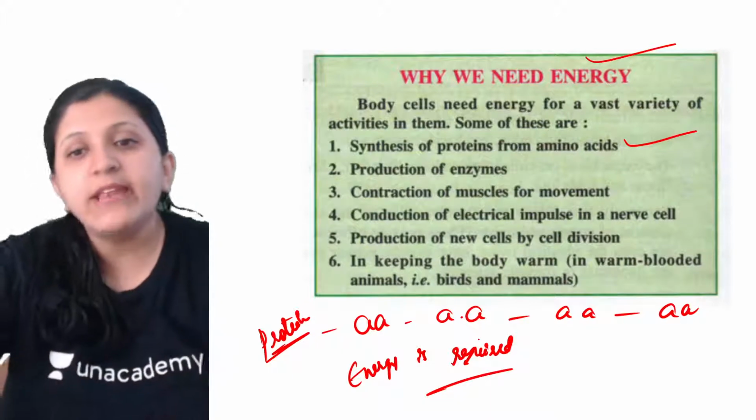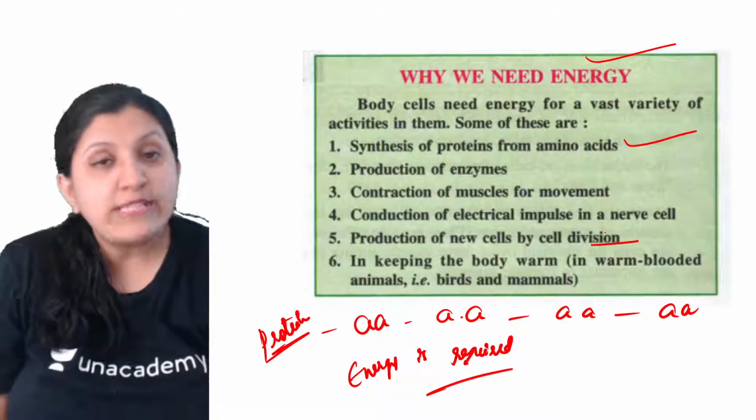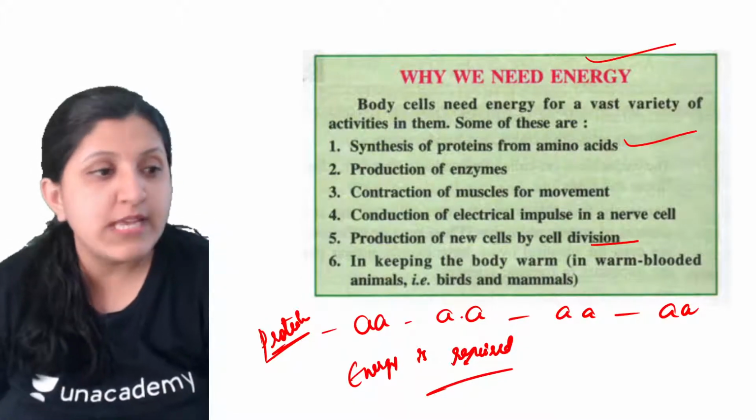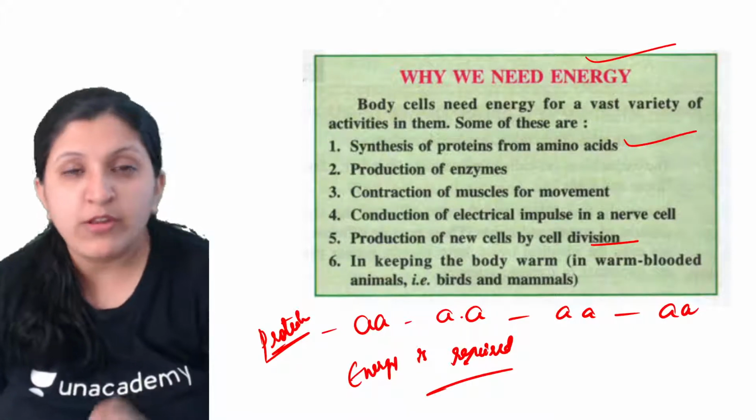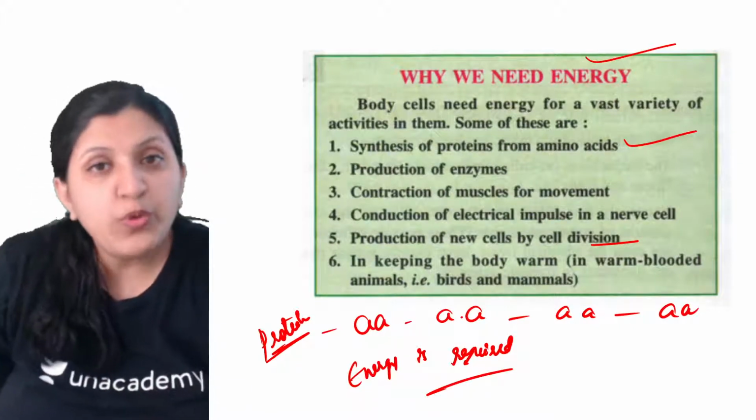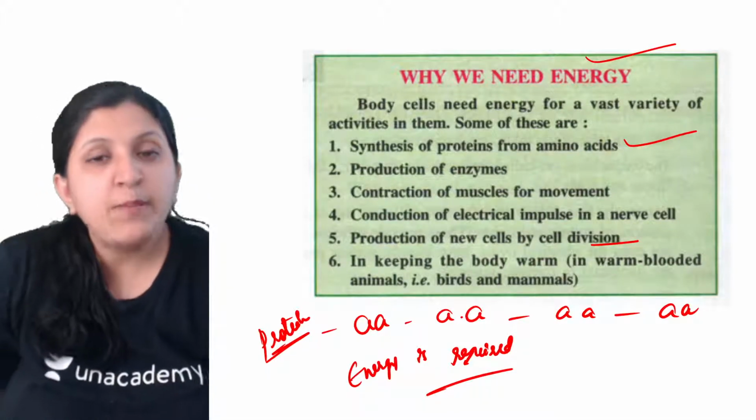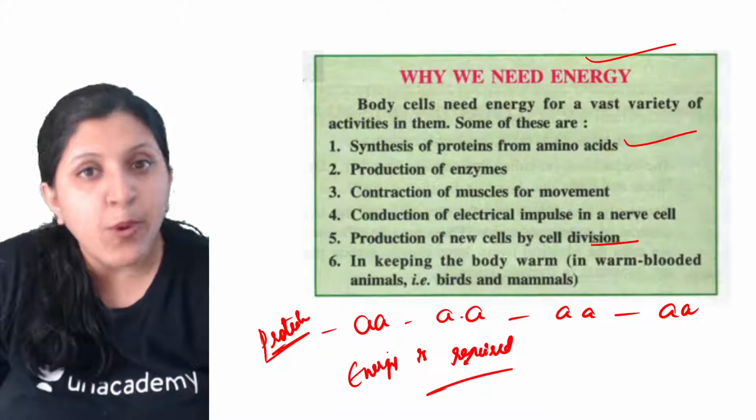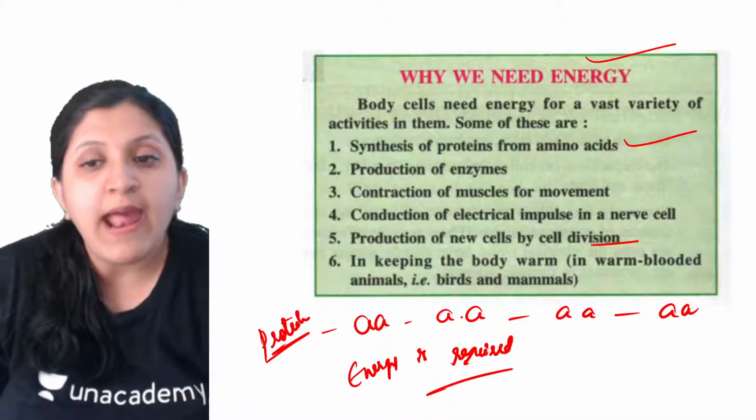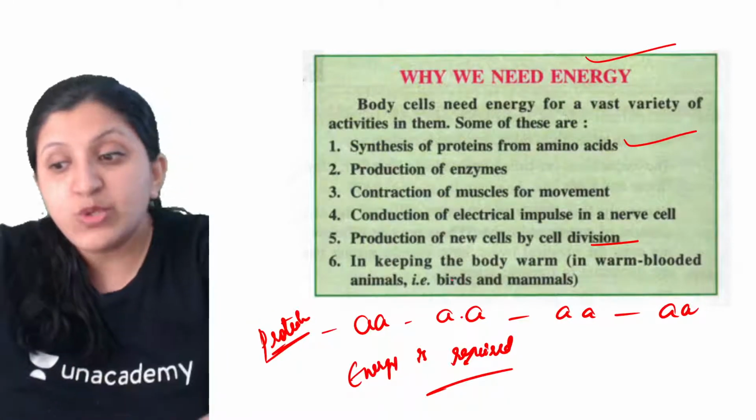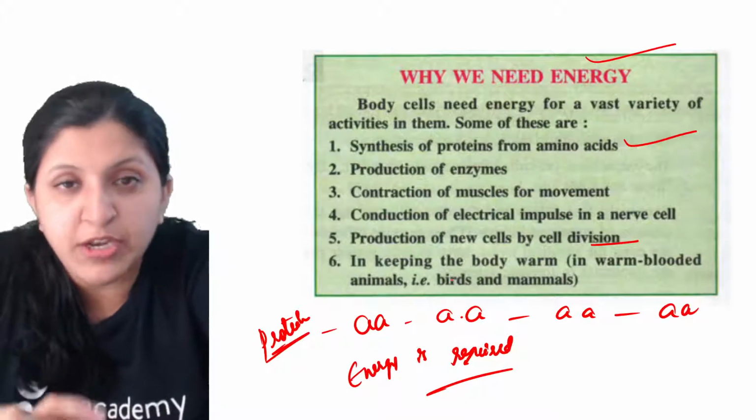Then production of new cells: for cell division, for one cell alone, nearly 30 to 40 ATP are required. So those many ATPs are required, which is why it is very important to form energy by taking a proper diet. Then keeping the body warm, in warm blooded animals like birds and mammals, this energy is used up, that is the heat energy which can be converted into ATP.